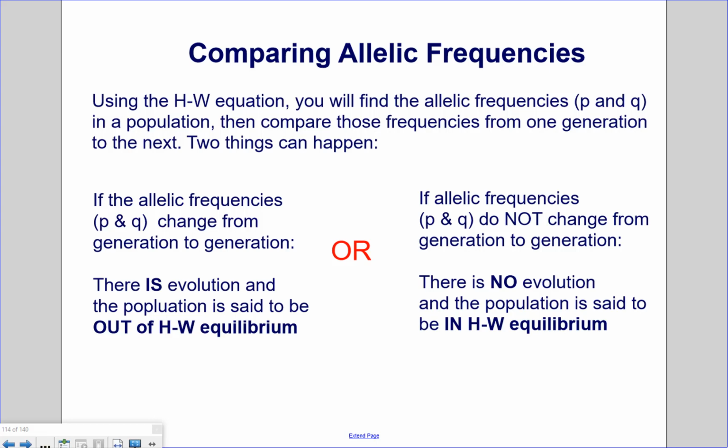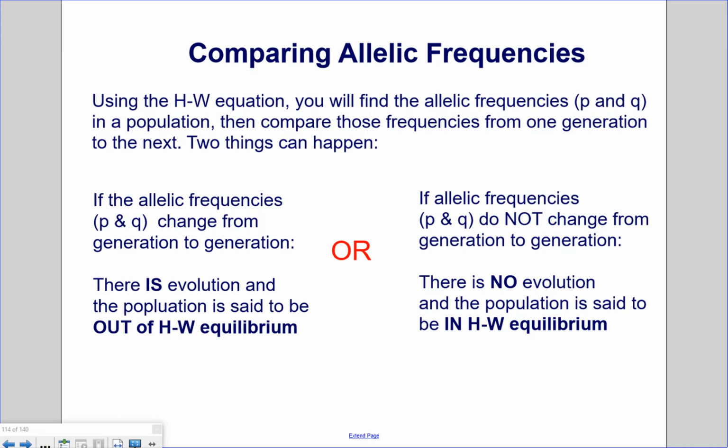Comparing allelic frequencies. Using the Hardy-Weinberg equation, you will find the allelic frequencies, P and Q, in a population, then compare those frequencies from one generation to the next. One of two things can happen. If the allelic frequencies, P and Q, change from generation to generation, there is evolution and the population is said to be out of Hardy-Weinberg equilibrium. Or, if allelic frequencies, P and Q, do not change from generation to generation, there is no evolution and the population is said to be in Hardy-Weinberg equilibrium.